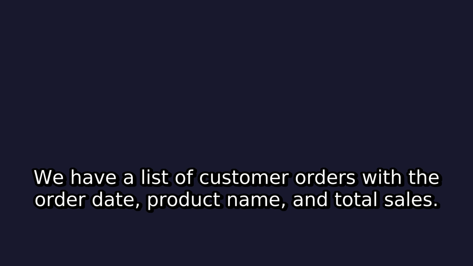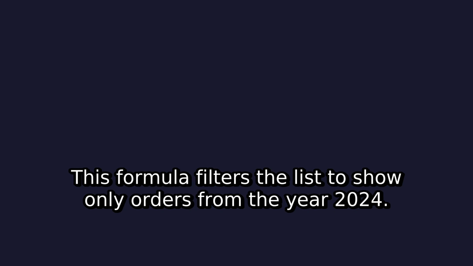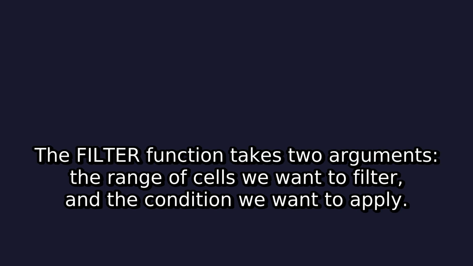In cell A1, we'll enter the formula equals FILTER(A2:C1000, (A2:A1000 >= January 1st, 2024) * (A2:A1000 <= December 31st, 2024)). This formula filters the list to show only orders from the year 2024. The filter function takes two arguments: the range of cells we want to filter and the condition we want to apply.